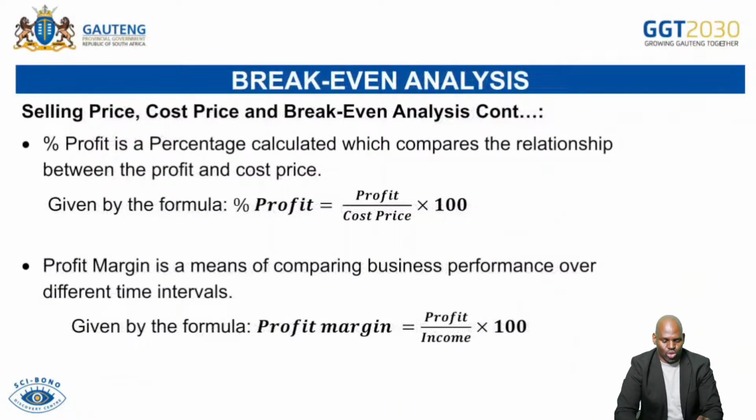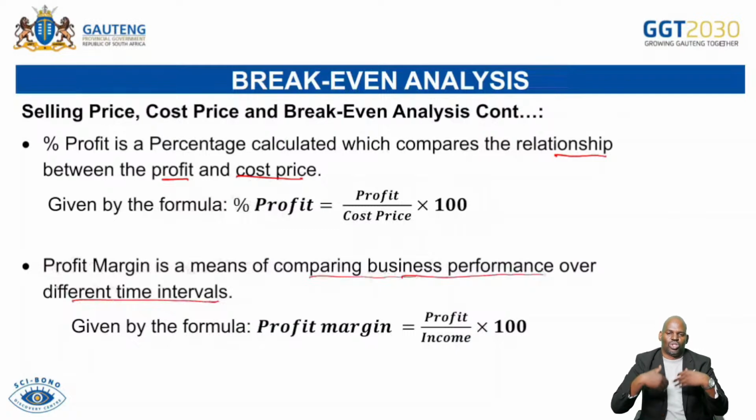Then you must also be able to use this formula. Percentage profit is a percentage calculated which compares the relationship between profit and cost price. The formula is percentage profit equals profit over cost price multiplied by 100%. You don't actually need to memorize this. The examiner might give it to you. Profit margin is a means of comparing business performance over different time intervals, over different time periods.